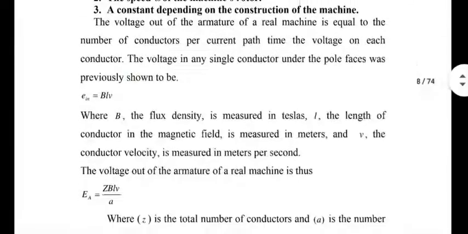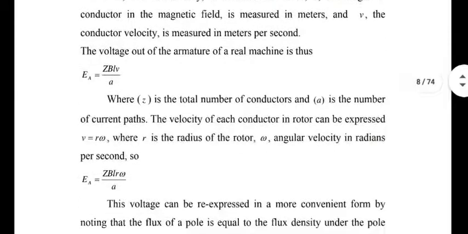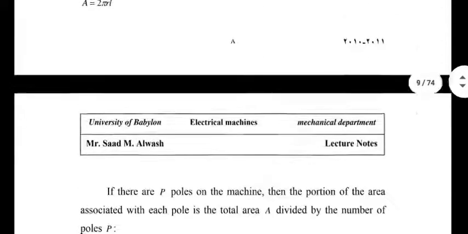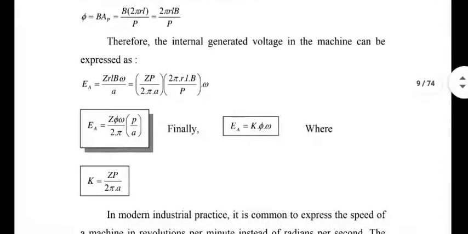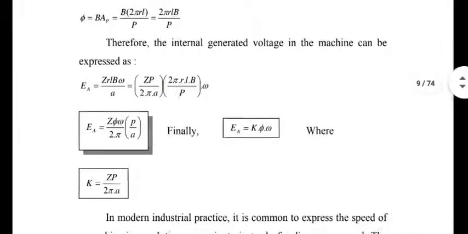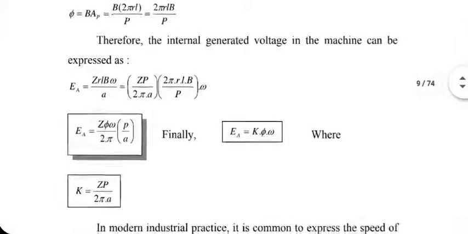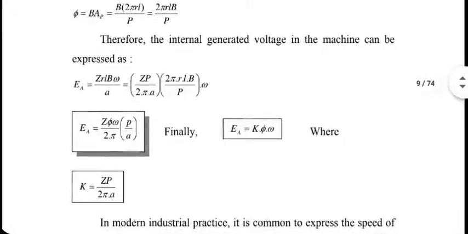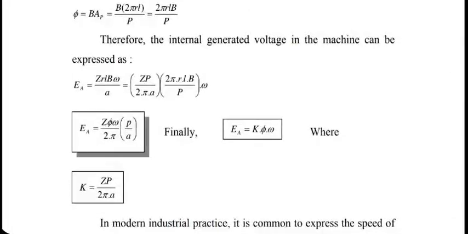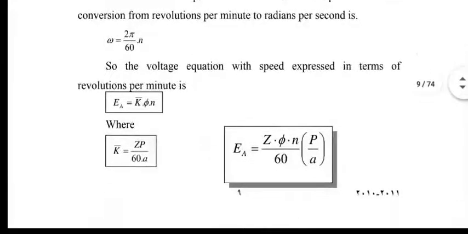EMF equation I have already derived in my notes. Phi ZNP divided by 60A is the value of the EMF generated. He has also, I think, come to the same formula, but he's using slightly different notation. So don't use his equation, use mine. They are identical, of course. There's no difference. But you see, finally he is coming to phi ZNP divided by 60A.